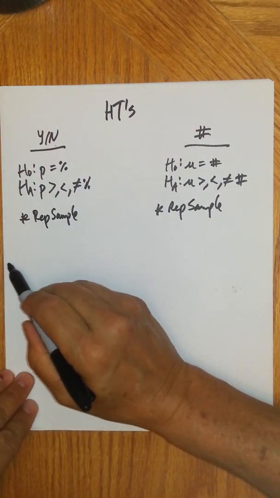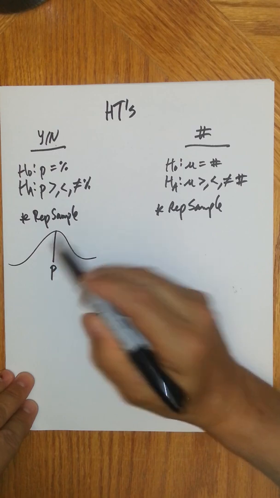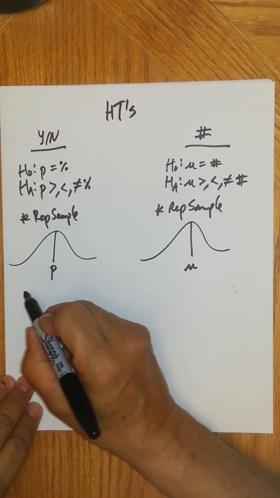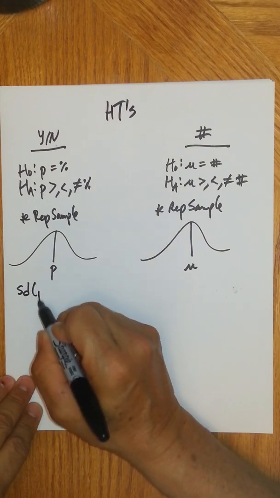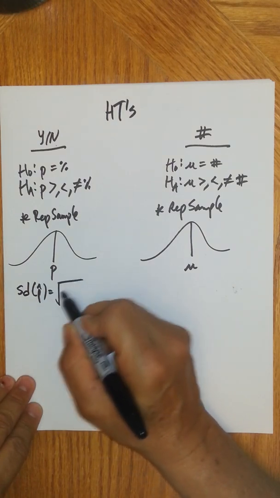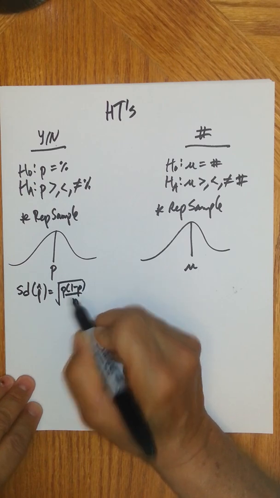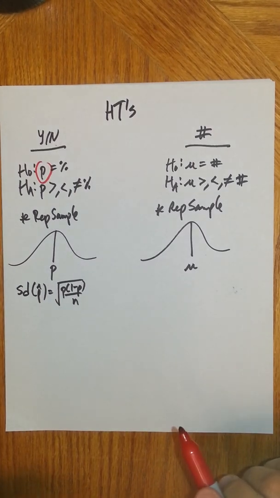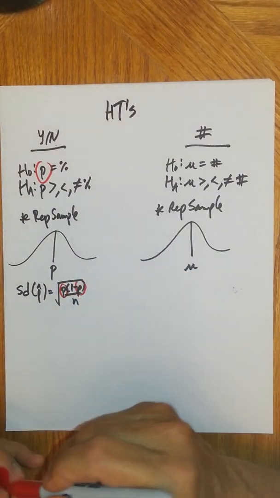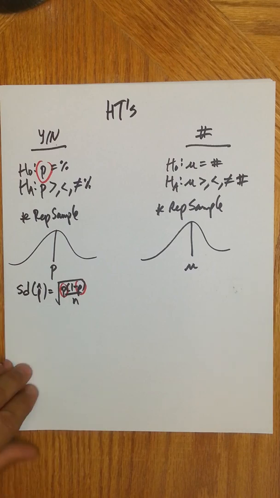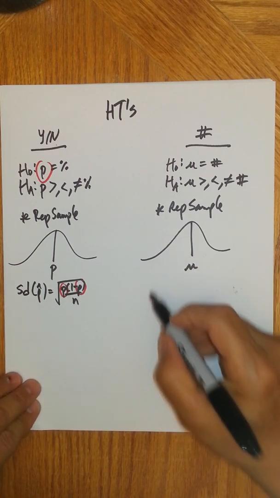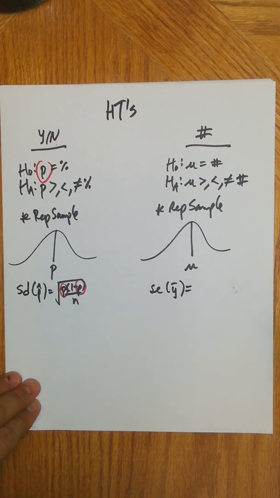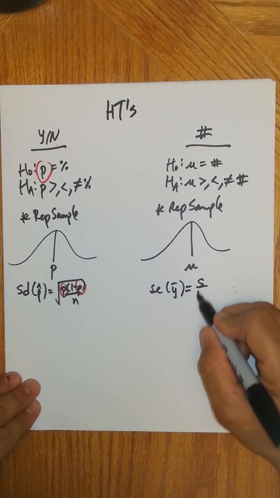And then when you go to make your distribution, the mean is p here, and here the mean is mu. And now here you do use the standard deviation, not the error. The reason is you're assuming that this p is true until proven otherwise, and so you can use it. With the numerical trait, you have to use the standard error because you don't know sigma. So you have to use s over the square root of n.